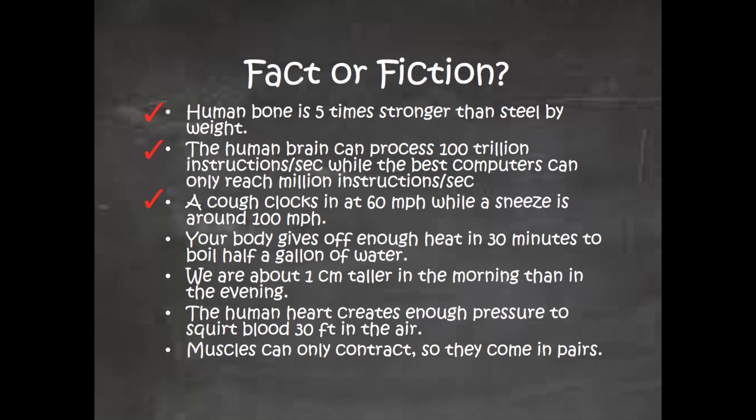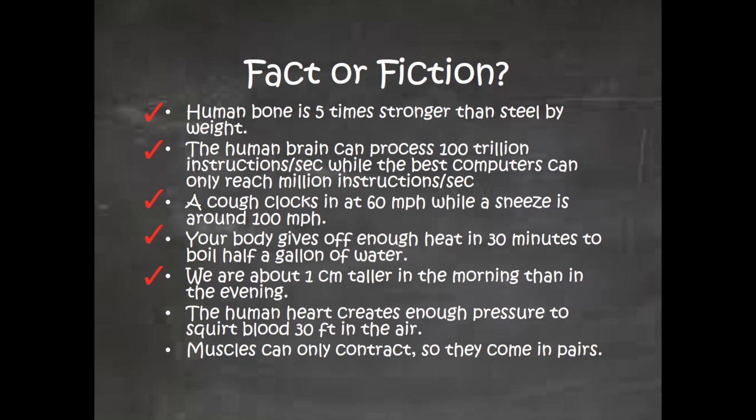Your body gives off enough heat in 30 minutes to boil half a gallon of water. True or false? This is also true. Your body is constantly turning food calories into energy and producing heat. We are about 1 centimeter taller in the morning than in the evening. True or false? True. If you measure yourself in the morning, you're slightly taller, because sleeping horizontally allows your vertebrae to separate after spending all day in a vertical position, with gravity pulling down and scrunching them closer together.